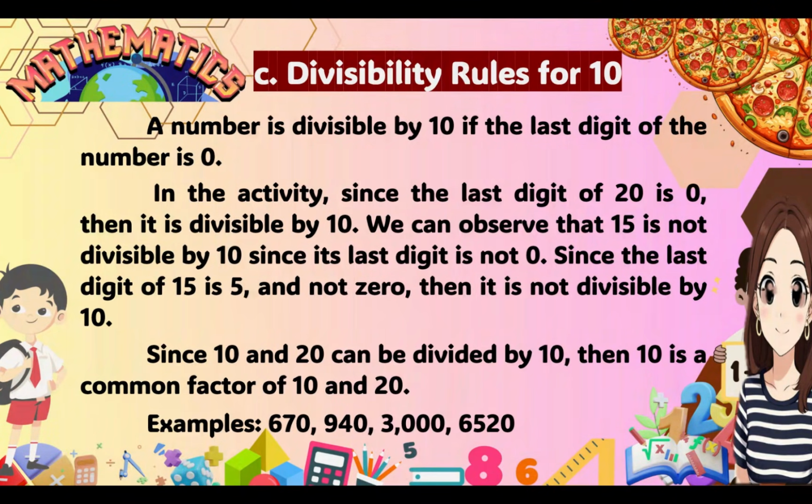Other examples of numbers that are divisible by 10 are 670, 940, 3000, and 6520. All of them end with 0, and therefore they are divisible by 10.